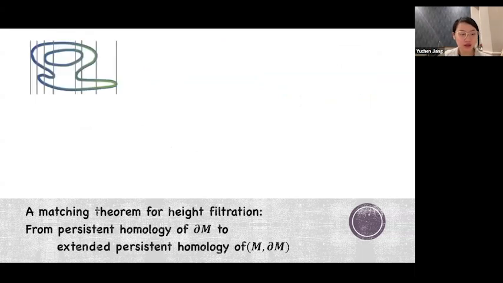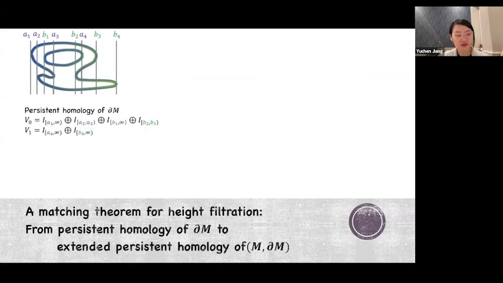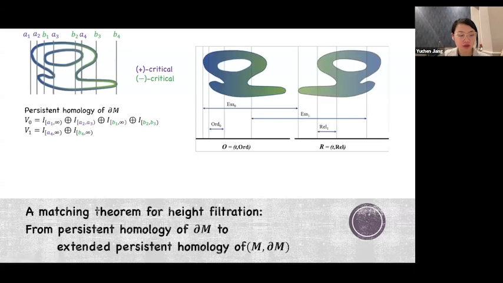So let's now look at the boundary of the snail and pick out the critical points. And note that all of these critical points will actually show up in the persistent homology of the boundary. I color-coded the critical values based on whether they correspond to plus or minus critical points. From there, we can translate this information into the extended persistent homology of the whole snail. We will keep, for example, the pairs of plus critical points, such as A2, A3 here, and send them into the ordinary class of the same dimension.